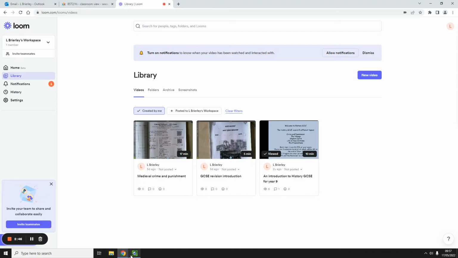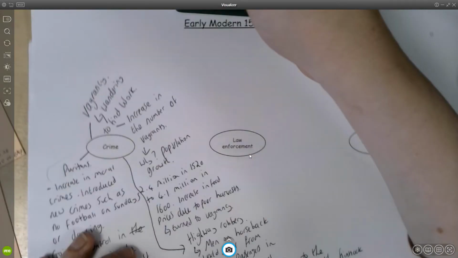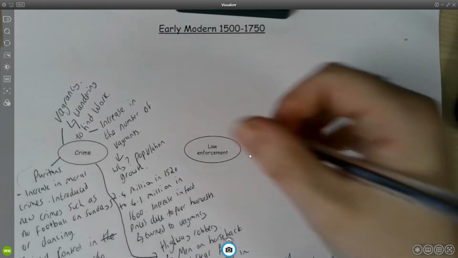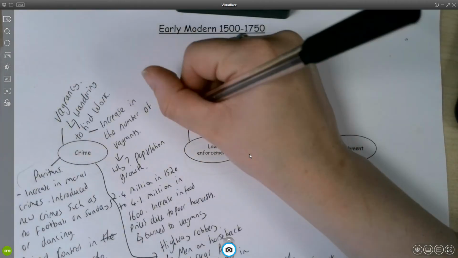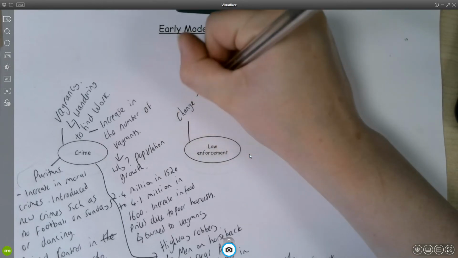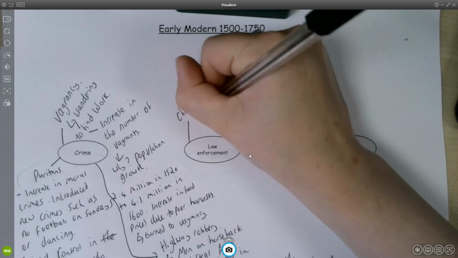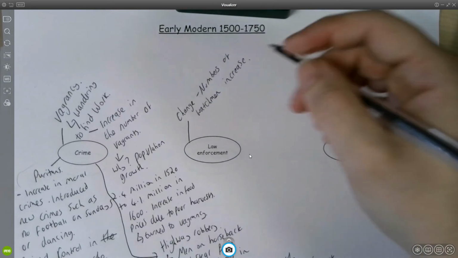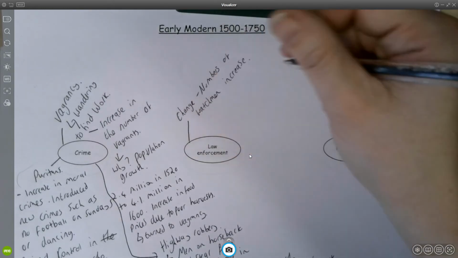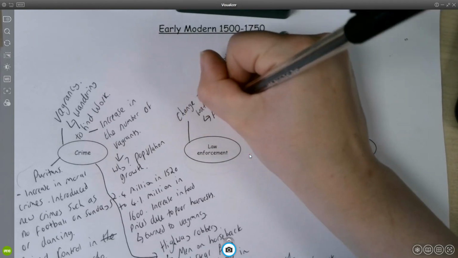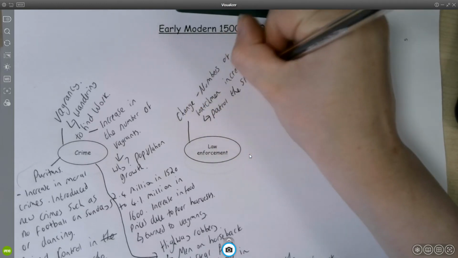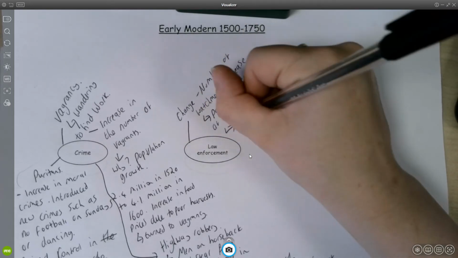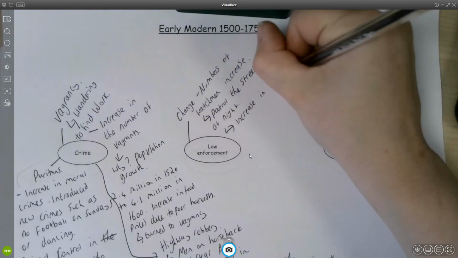So law enforcement. What you want to focus on are the things that change and the things that stay the same. So, for example, one change is the numbers of watchmen increase. And the reason for this is that towns are increasing in size. So just a reminder, watchmen patrol the streets in towns at night. And it's due to an increase in the size of towns.